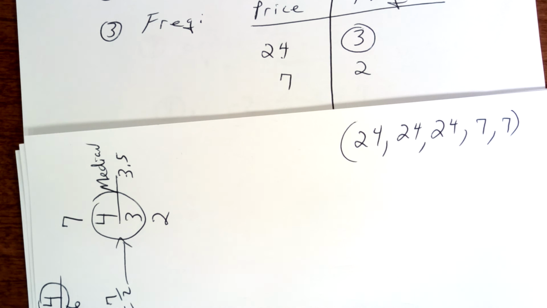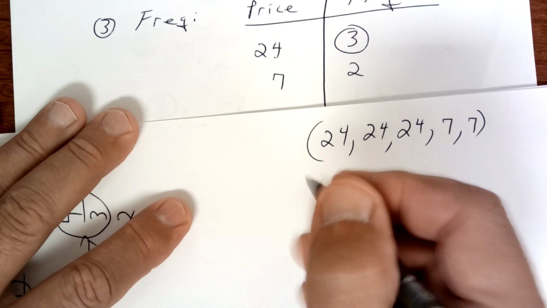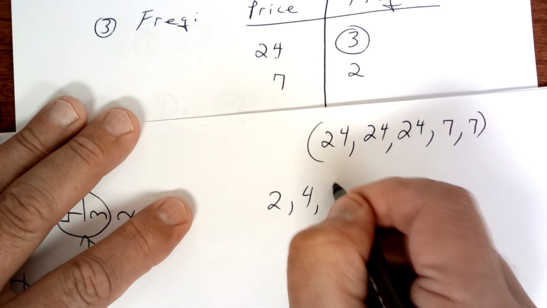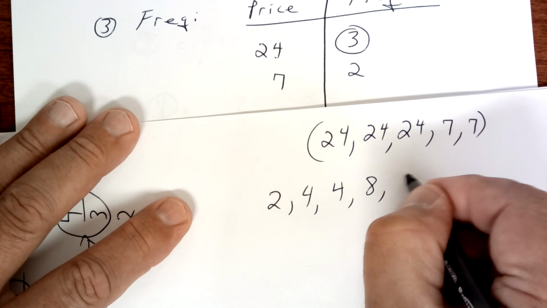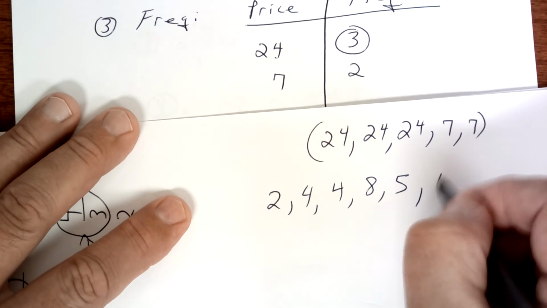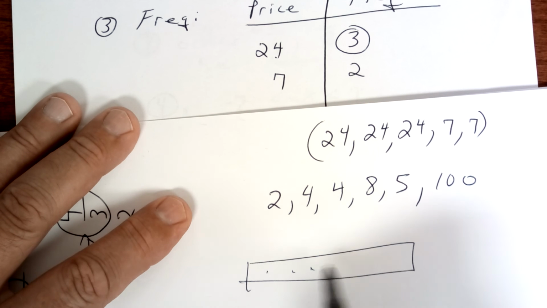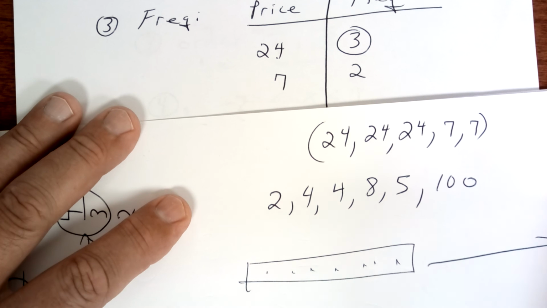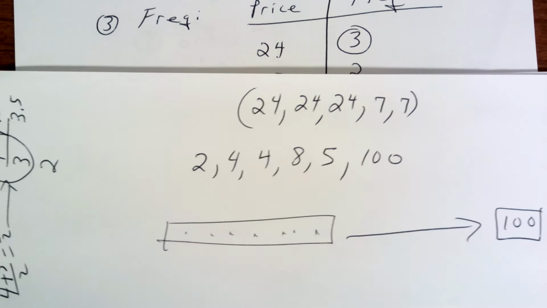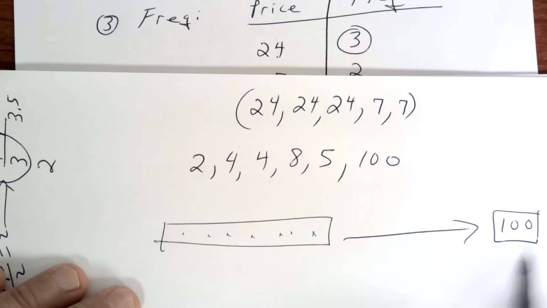Now, one thing about the average, let's say your numbers are 2, 4, 4, 8, and 5. Copy that down. But let's say you have a number of 100. So you got all your numbers together here, and then you have 100 way over here. So the average would not be good because this is a skew. This is called an outlier.